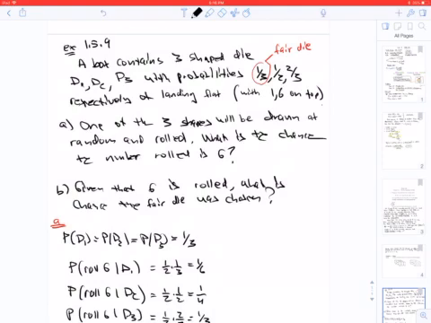So this is a problem from section 1.5. A box contains 3 die, D1, D2, D3, with probabilities 1/3, 1/2, and 2/3, respectively, of landing flat. So if the die is a perfect cube, that would be like D1. So the probability of landing flat, namely a 1 or a 6 on top, would be 1/3. So that's what we call a fair die when the die is a cube. Otherwise, it's not a fair cube.